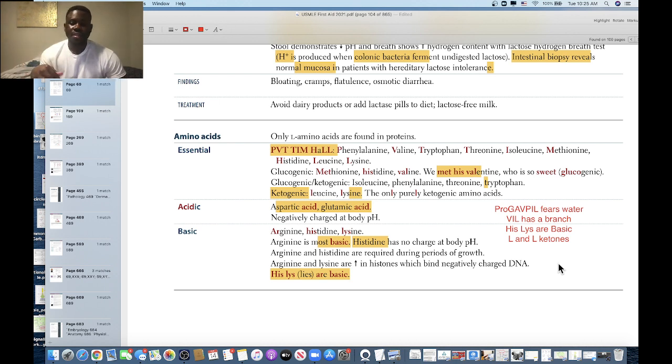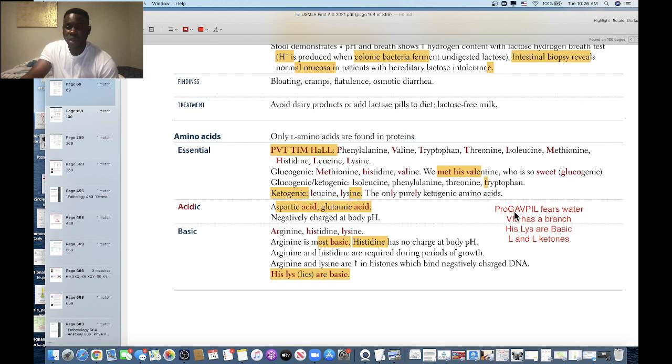I'm just gonna sing it, and then what I do is I try to sing this over and over and over, and it sticks in your mind forever, so that you can use it to answer these kinds of questions easily. There are easy points that you can get on any exam. On my real deal, I met some questions from here. NBMS, I met questions. UWorld, I met questions. So it helps me. So Pro Gav Peel.